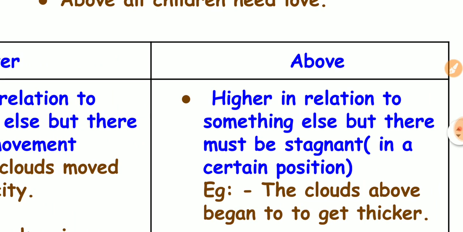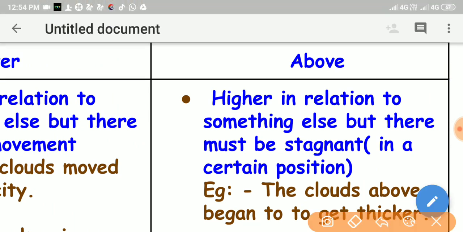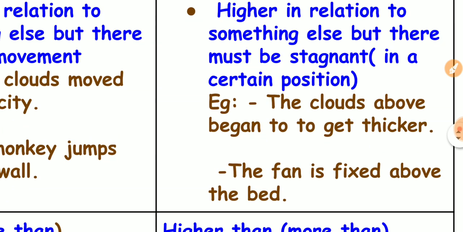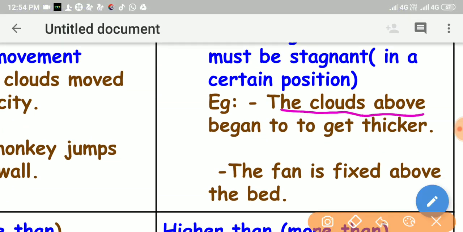Similarly, we go and discuss about above. See, above is also used for higher in relation to something else, but it must be stagnant. That means in a certain position. There must not be a movement of the noun. The noun should not be moved. It is placed on something higher. Then we must use above, my dear friends. See here, the clouds above began to get thicker. Here there is no movement of clouds. At that time we must use above.